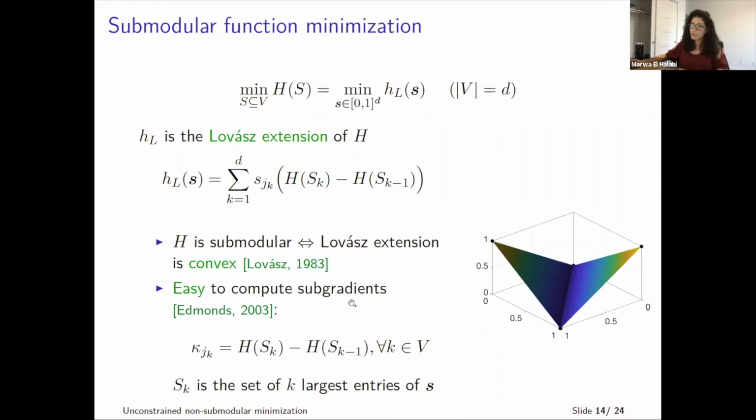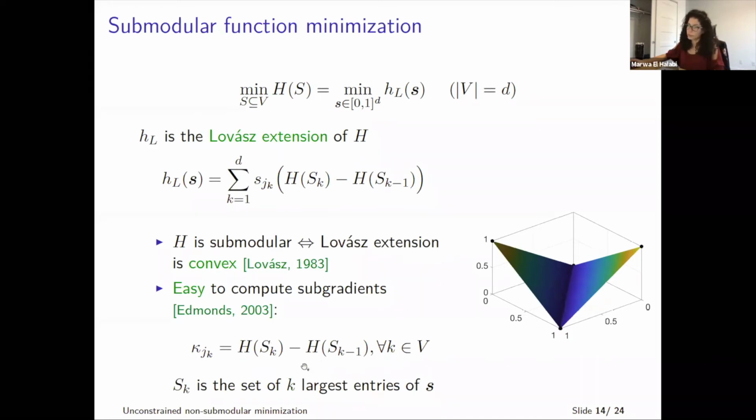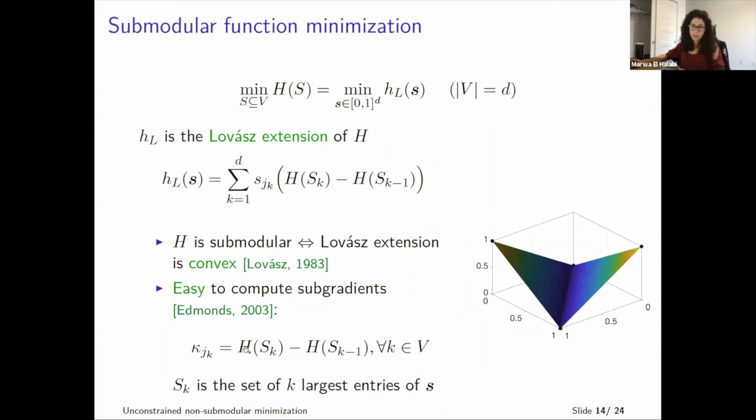And moreover, we can easily compute subgradients for this relaxation, which are given in this form. So it's just essentially you construct this vector which corresponds to these marginal gains. So computing the subgradient can be done by simply sorting and evaluating the function d times. That means now we went from this discrete optimization problem to a convex optimization problem that we can use your favorite convex algorithm to solve.